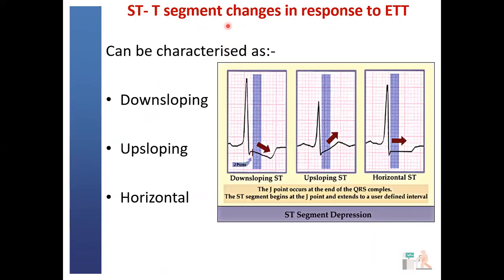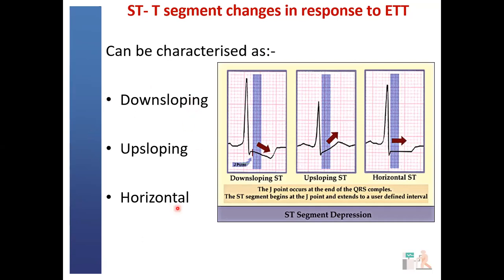So let's take a look at the different ST segment changes that are likely to occur in response to exercise stress testing. Three ways: it can either be downsloping, upsloping, or horizontal. This is an example here of a downsloping ST segment. While here is showing us an upsloping ST segment, there's actually a depression, ST segment depression, with a downsloping ST segment. Likewise here, but the J point here is upsloping, while this one shows us a horizontal ST segment.